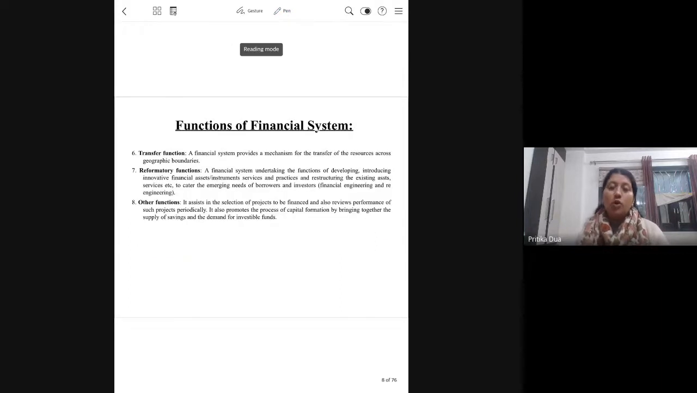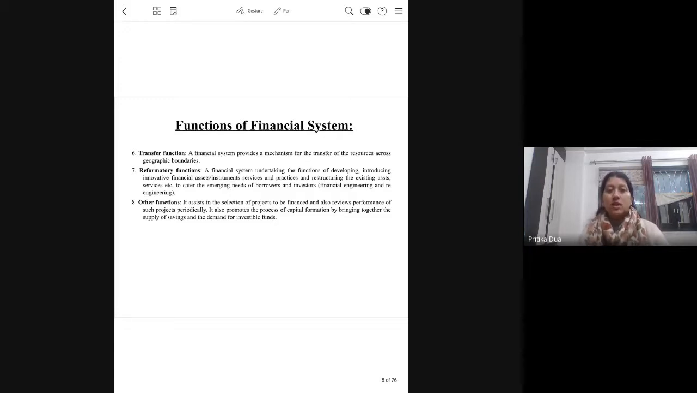So that flow of information is very, very important, and that is enabled through a formal financial system. Transfer function, again, very important function. Sitting in India, you can invest in New York Stock Exchange. That is a transfer that has been enabled by the financial system.